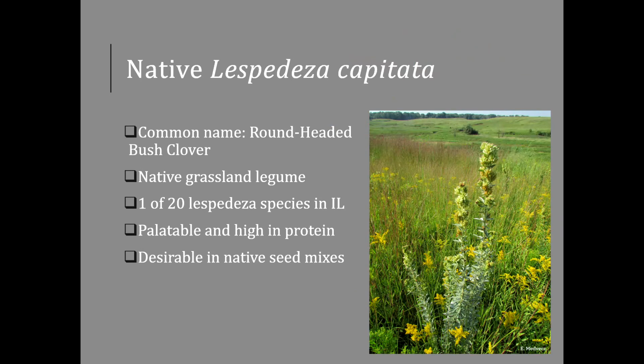Okay, a few more words just on that native Lespedeza that I chose. Lespedeza capitata, also known as round-headed bush clover, is a native grassland legume. It is palatable, unlike Sericea, high in protein, and it's desirable in our native seed mixes. It's pretty rare down in southern Illinois, but it is still found in some of our grasslands.